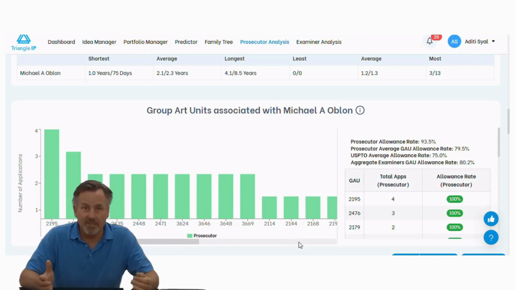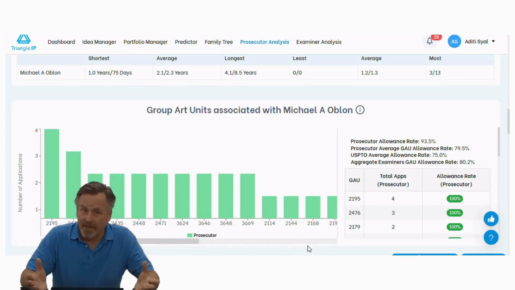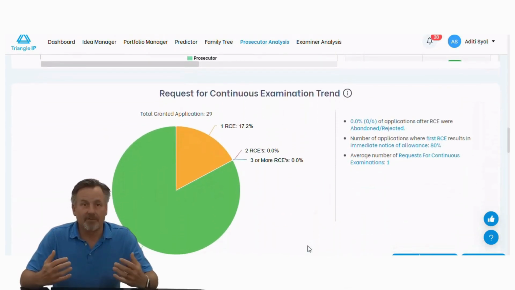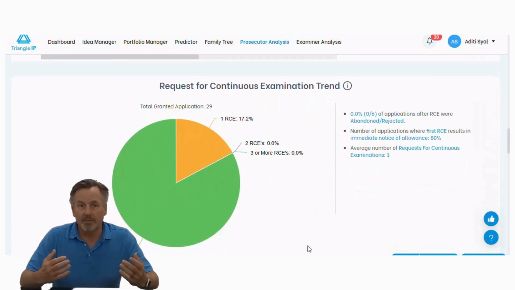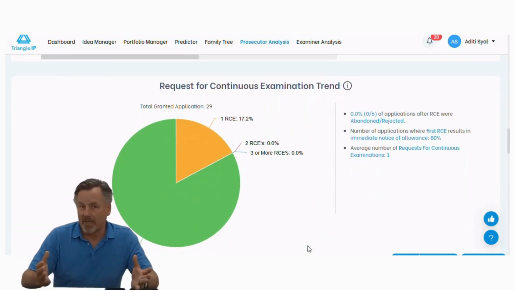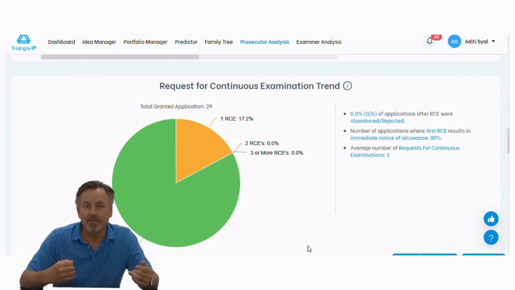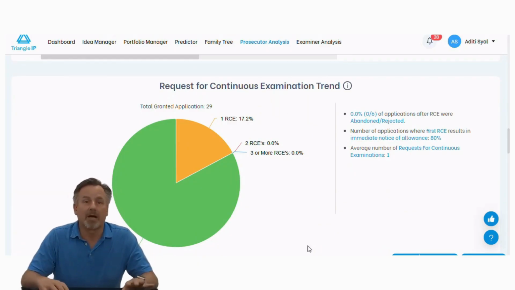Next is the RCE Trend section. Now RCE stands for Request for Continued Examination. That's filed when prosecution needs to continue after a final rejection. And they cost time and money. The pie chart breaks down granted cases by how many RCEs were needed: none, 1, 2, or 3 or more.